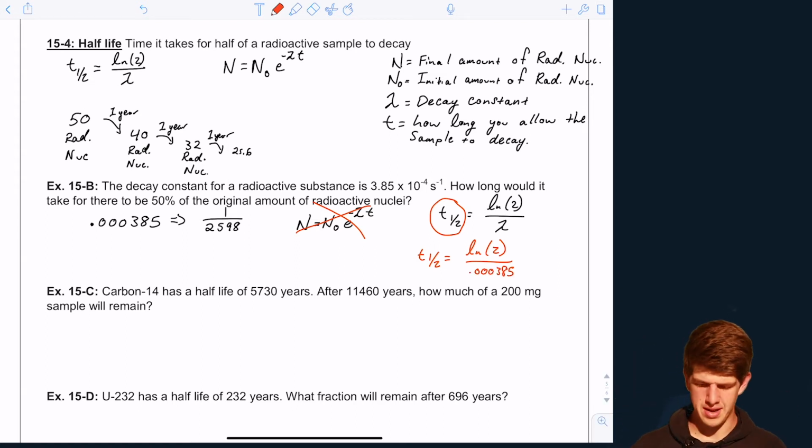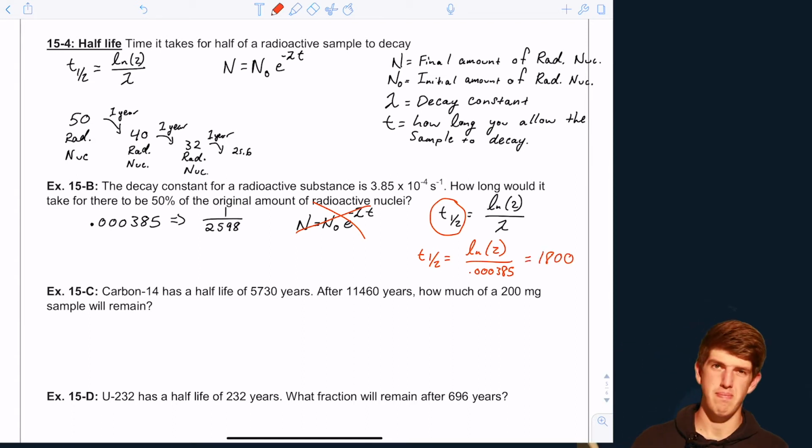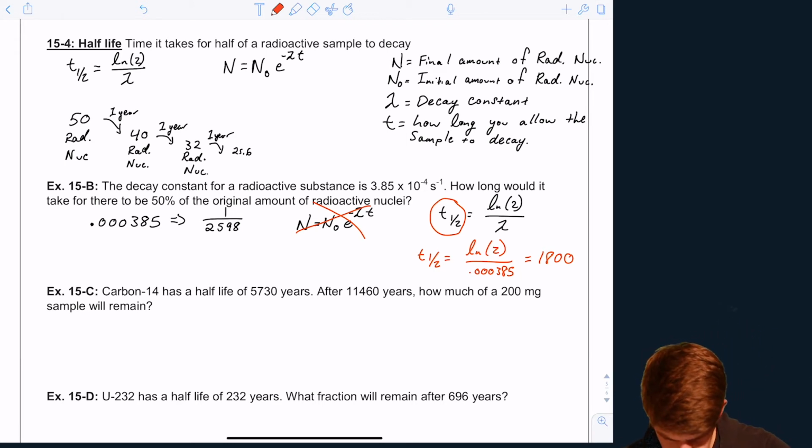I just prefer writing it like that. And that would be 1800. And 1800 what? My decay constant is in seconds. So this is 1800 seconds. It'll be 1800 seconds, or in other words, 30 minutes, for my sample to be reduced to half of its original size.